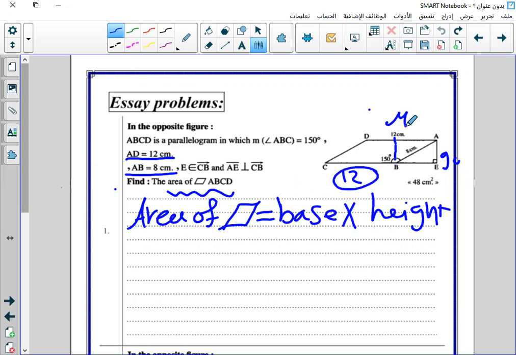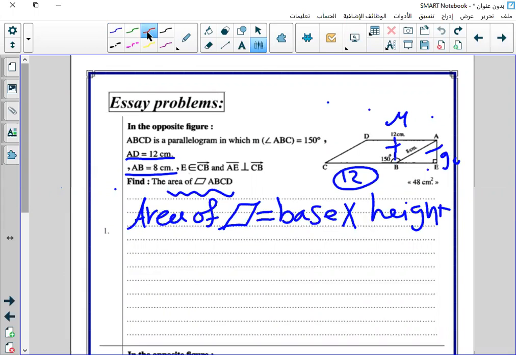From the figure, BM equals the length of AE. So what is the length of BM? This is the corresponding height to the base AD. To get the length of BM, we need to get the length of AE. What is the length of AE? AB equals 8.